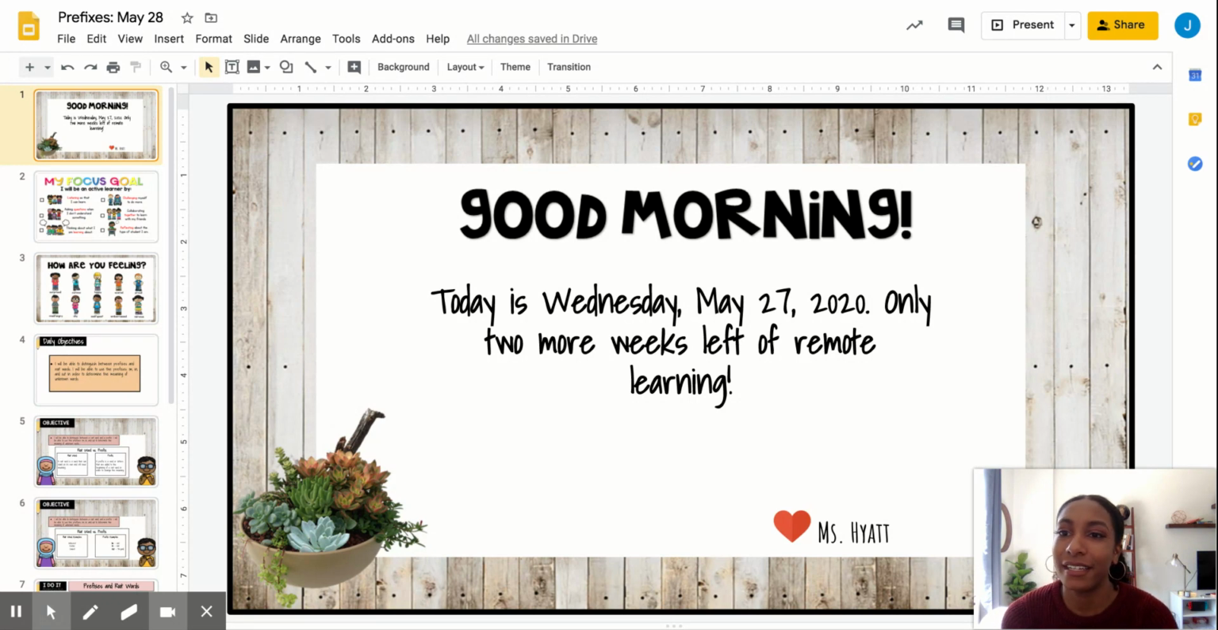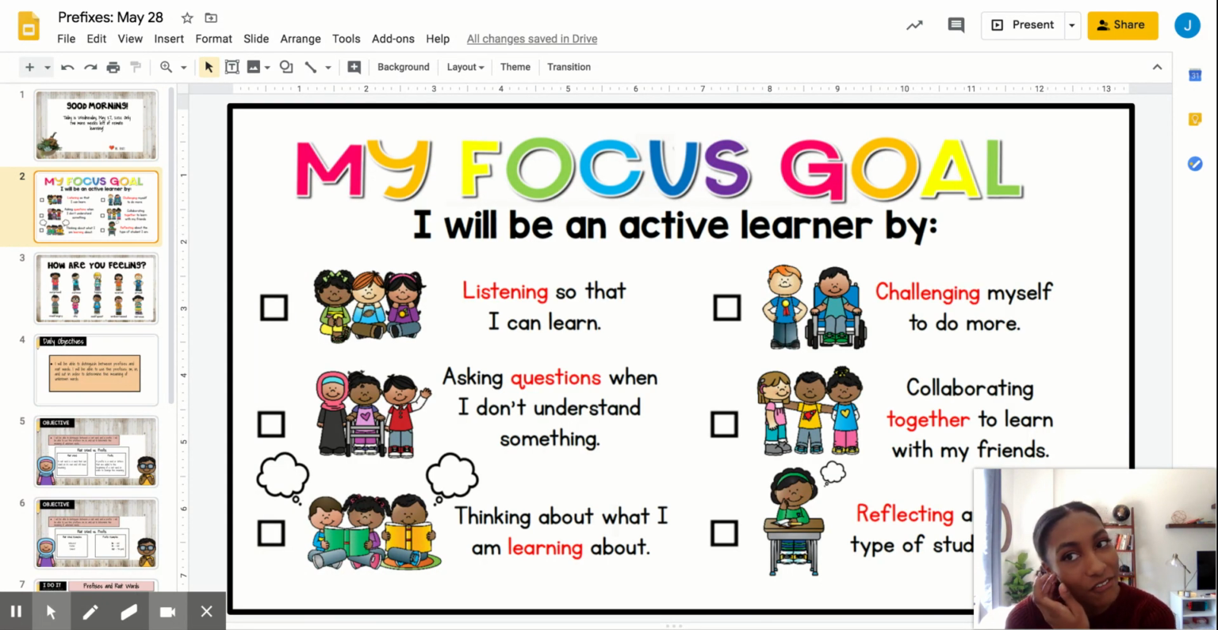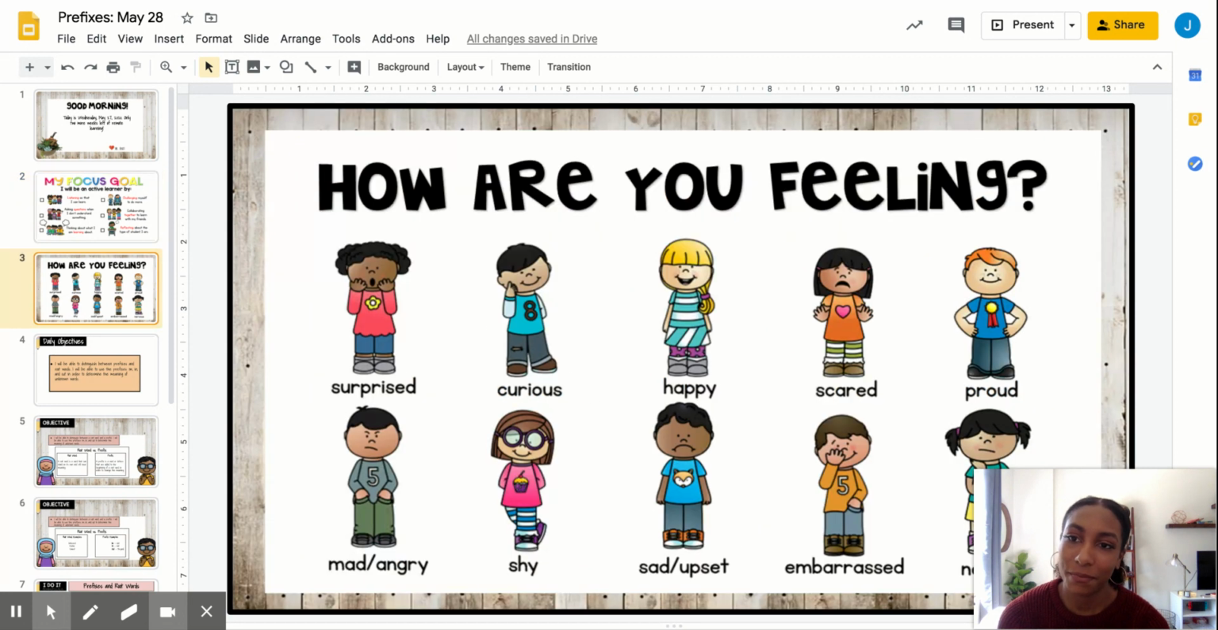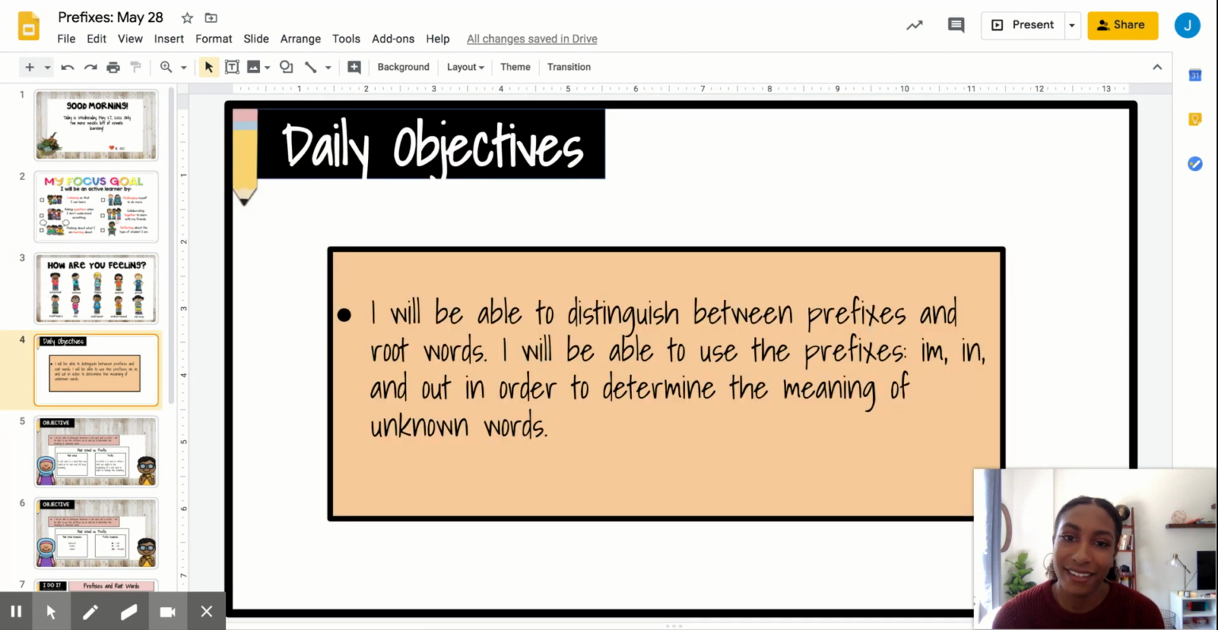As always, go ahead and pick a focus goal. Check in with yourself, make sure that you're ready to learn. Let's go over our objectives. Just like Monday and Tuesday, we're still working on telling the difference between prefixes and root words. This time we're going to focus on in and out. We're going to be talking about the prefixes in and out, and practicing determining the meaning of unknown words, just like we have before.